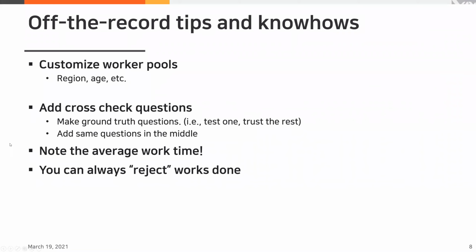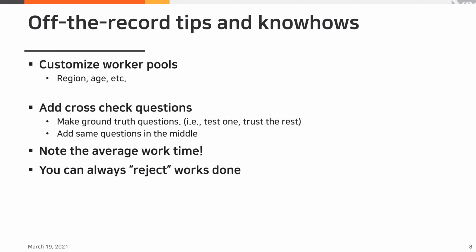And also note the average work time. After some amount of time, mTurk tells you how much average time the workers required. Say like 30 minutes. But if you see one guy finish the task within like 5 or 8 minutes, then you can get suspicious. Like, oh, this guy did not really pay attention to my work.